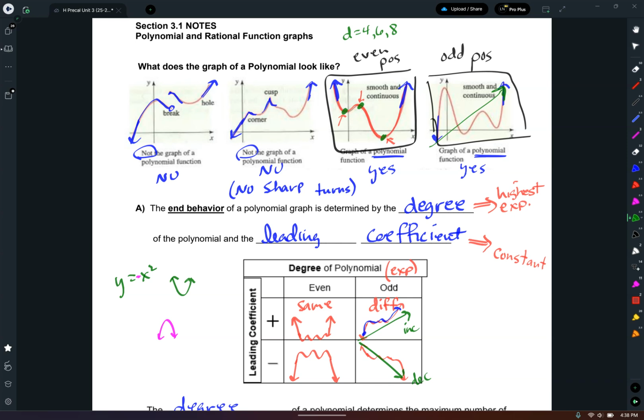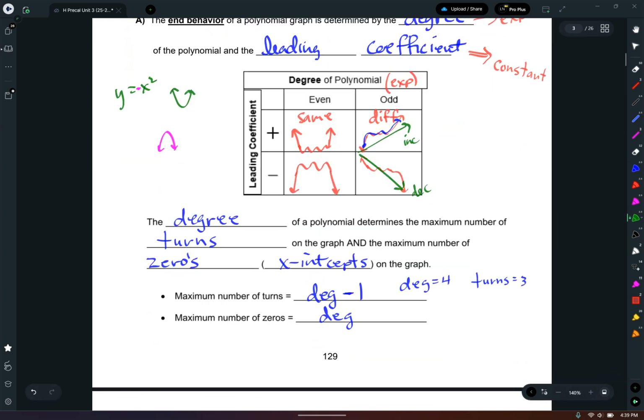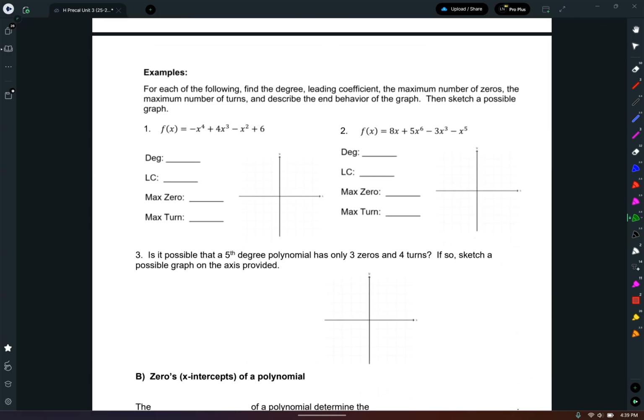And then the second one, I know it's odd, but notice in this one there are 1, 2, 3, 4 turns. So that means the degree could have been higher than that, right? So the degree could have been 5 or 7 or 9. It doesn't have to be exactly 1 more, but the maximum number of turns is 1 less than the degree. All right, so let's put some of these things together. Let's look at the next page.